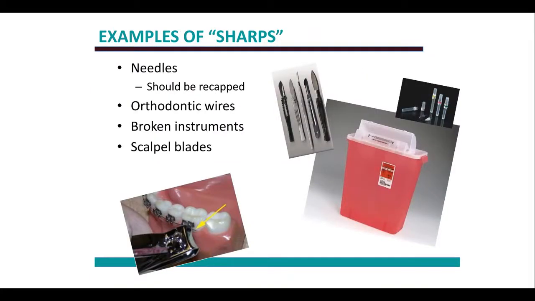First, let's talk about sharps. Again, this is biohazard waste because it comes from or comes into contact with body tissues, and in this case, they're also sharp. For example, needles, orthodontic wires, broken instruments, scalpel blades, anything that is super sharp that comes in contact with body tissues needs to go in this sharps container.